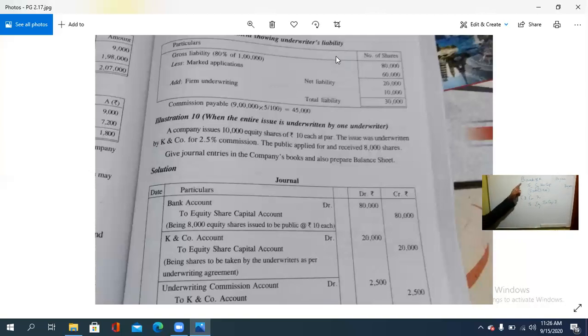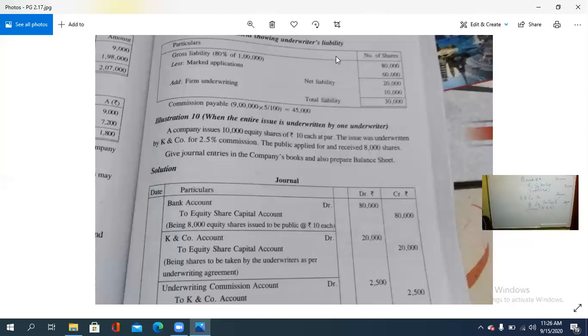കാര്യം ബാക്കി ഇത്ര എമൗണ്ട് 80,000 എമൗണ്ട് കിട്ടിയിട്ടുണ്ട്. ബാക്കി എന്താണ്? ഇക്വിറ്റി ഷെയർ ക്യാപിറ്റൽ, K and Company debtor. അത് എത്രയാണ്? 2,000 shares at the rate of rupees 10 each, that is 20,000.